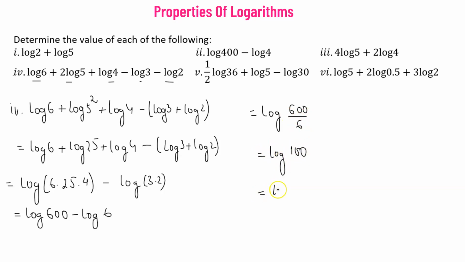And 100 is 10 squared. Bringing the 2 to the front, we have 2 times log of 10, and log of 10 is always 1 because the base is 10. So this is equal to 2.